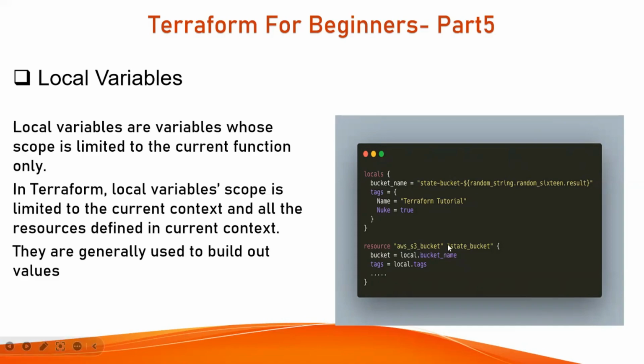Okay, the name of the resource is state of the bucket, and in that we have defined a variable called local.bucket_name, which is defined here, right? And the tag is local.tags, which is defined in the local variable. So that's how you define the local variables.